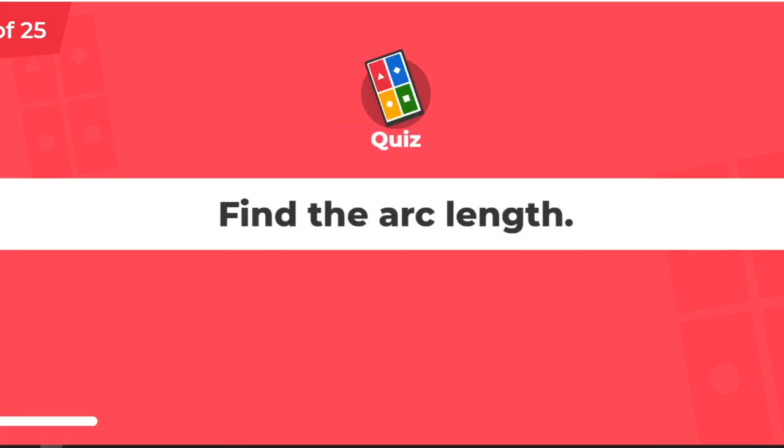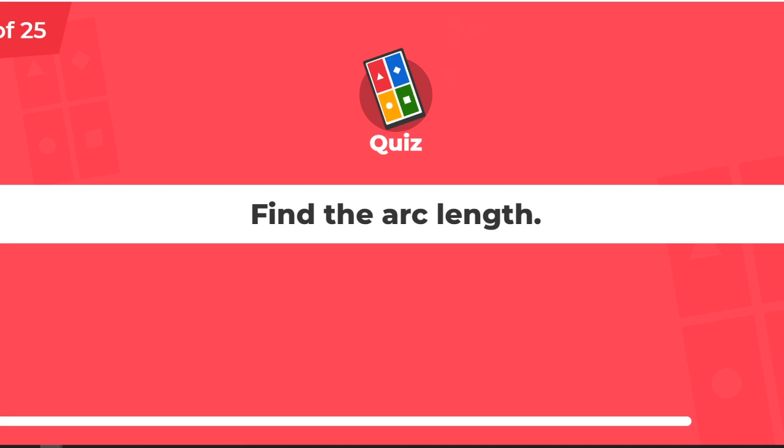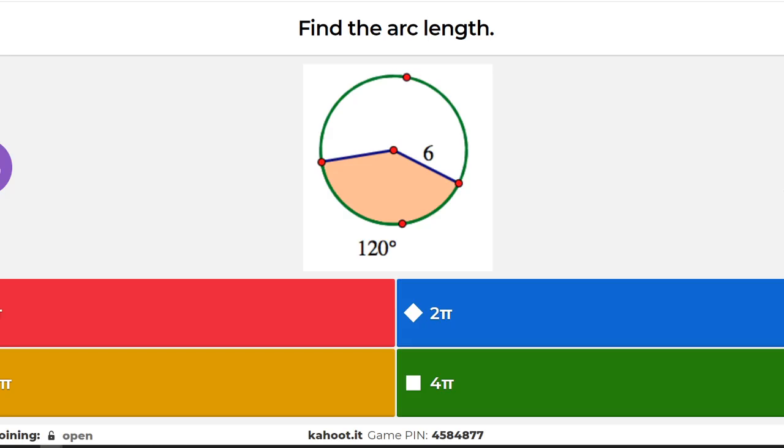Okay. Arc length. These are the ones we've been working on the longest. What is the arc length there?